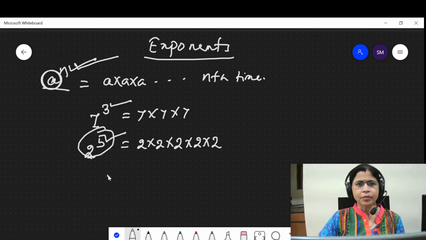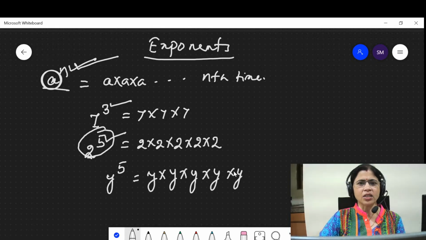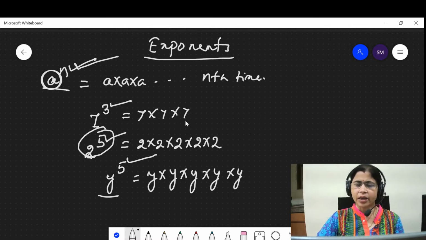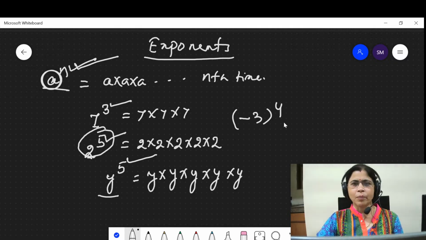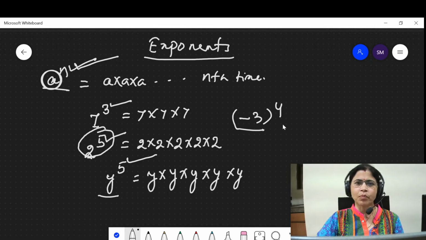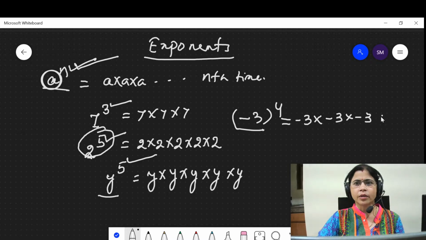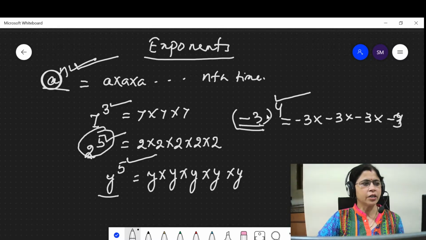If I say y to the power 5, it means multiply y 5 times. Here y is called the base and 5 is called the exponent. If I say minus 3 to the power 4, it means multiply minus 3 4 times. Here 4 is the exponent and minus 3 is the base.